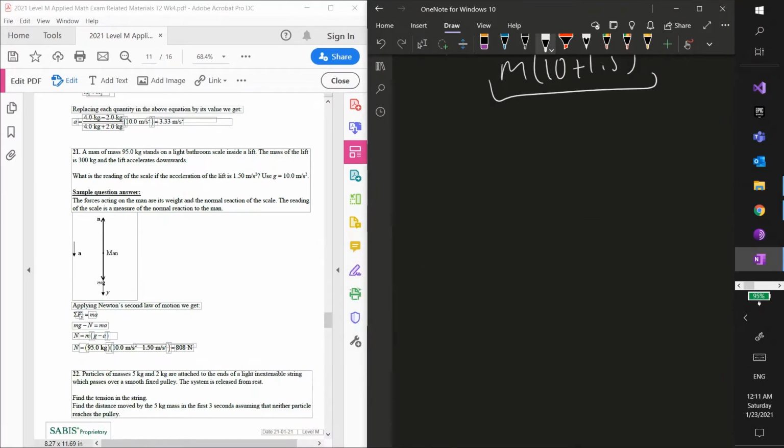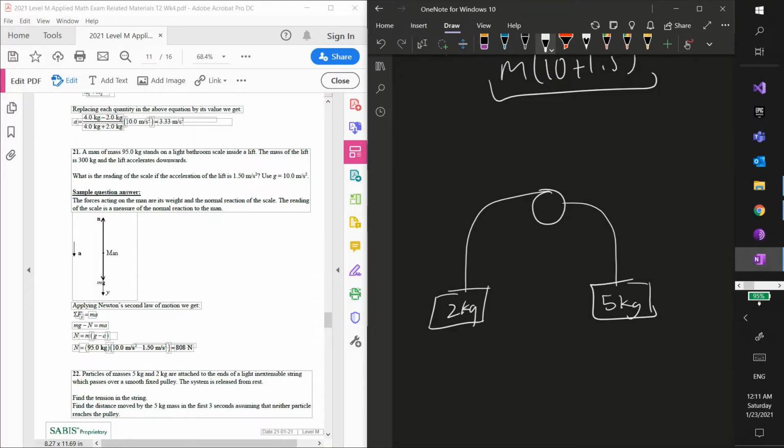Okay, now, question number 22. Particles of masses 5 and 2 are attached to a string, and that string goes through a pulley. So again, you have a pulley, you have a string, you have mass 2, and that's a string as well. You have mass 5, and they're telling you to find the tension. Obviously, when you release these, this goes down, this goes up. So direction of motion here is upwards. Direction of motion here is downwards.